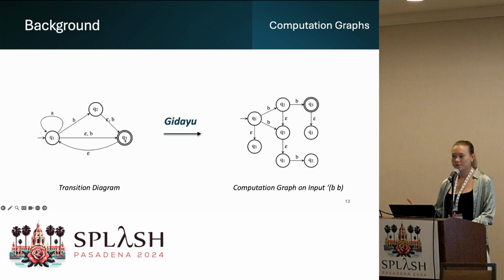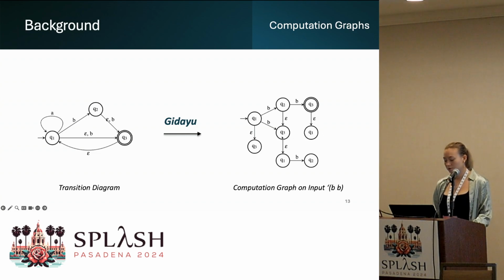The unconsumed input is empty. Q3 is the final state. This is an accepting configuration. This node denotes Q3B because 1 B has been consumed. It happens if the machine takes this path. Or the machine could also transition from here to here on empty, which is this node, configuration Q3BB.